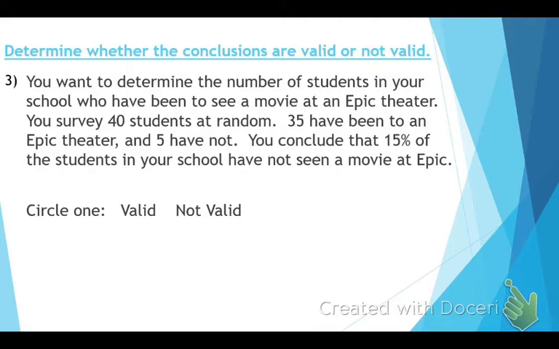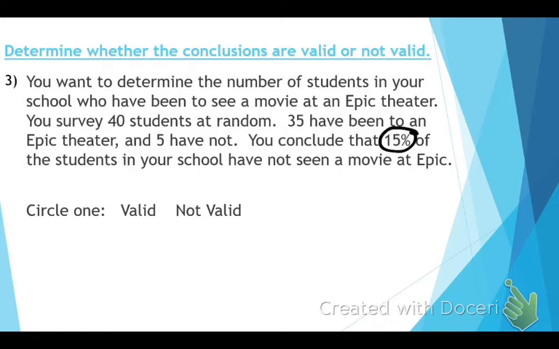You go out and you survey 40 students at random. Okay, so that's a decent survey amount, and you randomly asked them. 35 say, yes, I've been to an Epic theater, and 5 say, nope, I have not. You conclude that, I want you guys to circle 15%. We're trying to figure out, is that 15% correct or is it not correct? Is it valid or is it not valid? You conclude that 15% of the students in your school have not seen a movie at Epic.